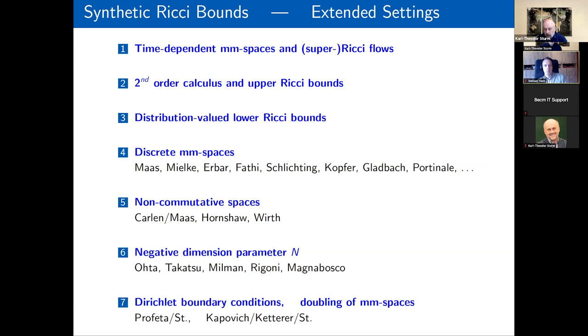And there is a very interesting application also to heat flow with Dirichlet boundary conditions, which is very closely related to the concept of doubling of metric measure spaces. Indeed, doubling of a metric measure space is itself a challenging open problem in the theory of metric measure spaces. A very recent partial result is by Kapovitch, Ketterer, and myself, where we can prove the curvature dimension condition for doubling of a convex subset if, in addition, we have the structure of an Alexandrov space.